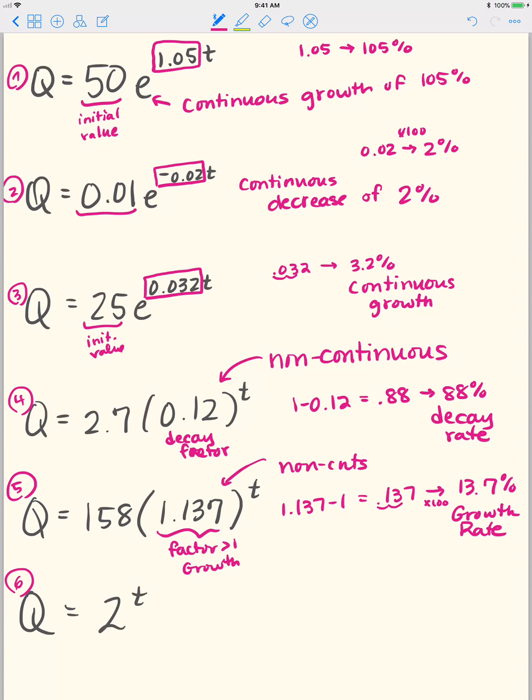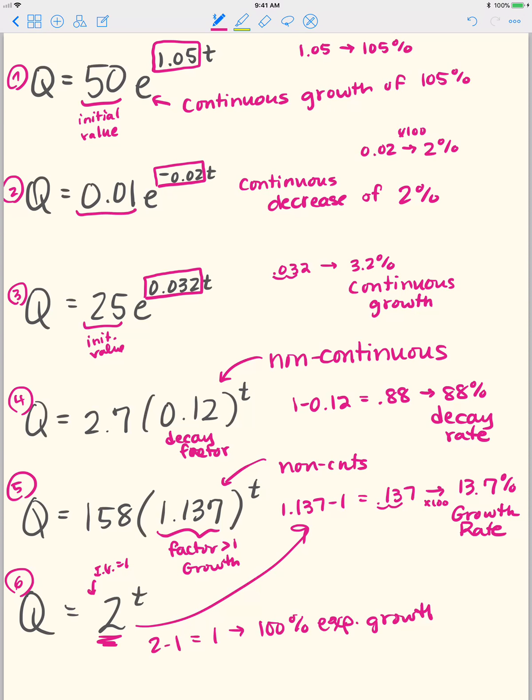This last one, the base is 2. The initial value could be considered 1 if you need to think of it as something. But the fact that this base is 2, it's not e, it's kind of like a growth factor of 2. So the same like we did before, if we subtract 1 from it, we'll get that this is representing 100% exponential growth.